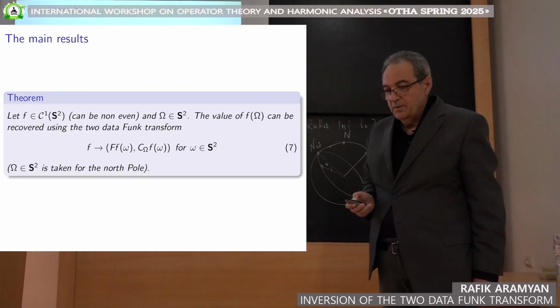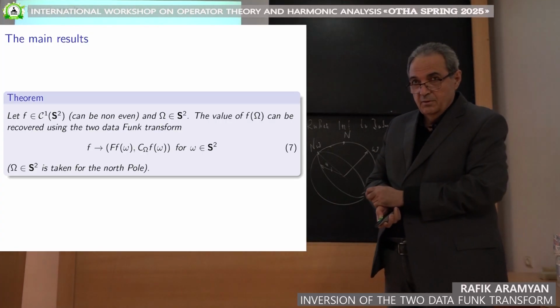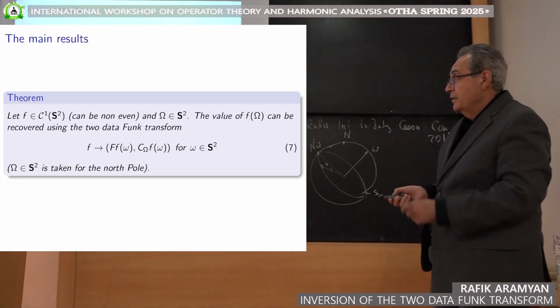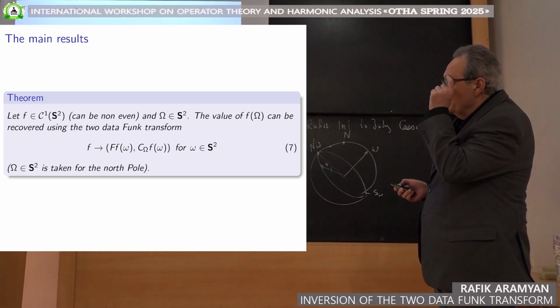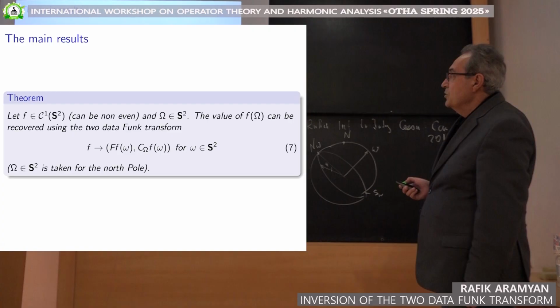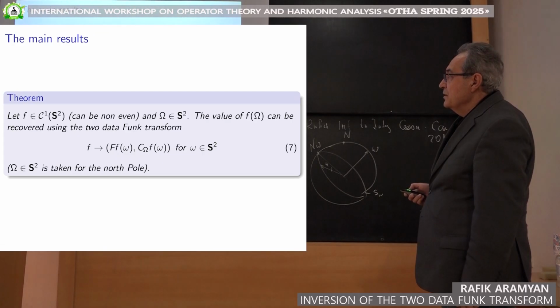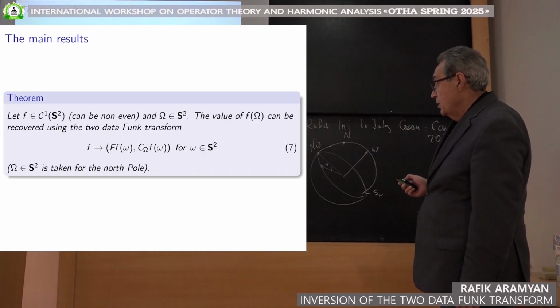Let me present the final result, because the topic is not typical for this workshop. The main result is the following. Let f be a continuously differentiable function of the first order; it can be non-even, any function, and omega is the direction. The theorem states that the value f(omega) can be recovered using the two weighted Planck transforms. Of course, here omega we take as North Pole. So knowing these two functions, one can recover the value of f at the North Pole, at the point omega.